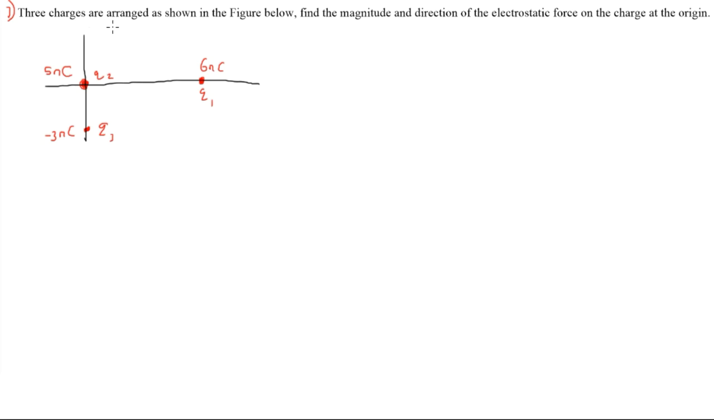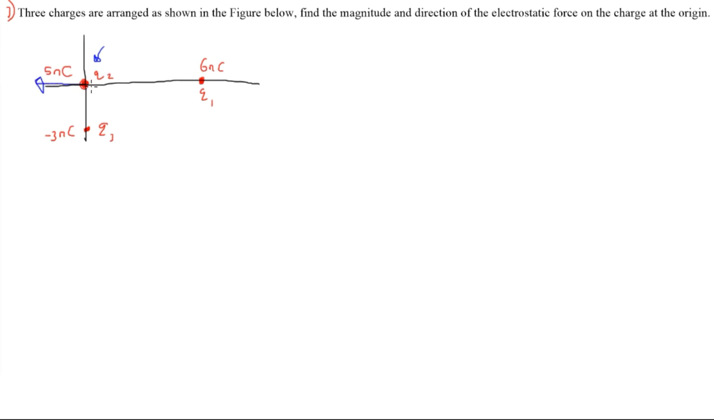Now, three charges are arranged as shown in the figure below. Find the magnitude and direction of the electrostatic force on the charge at the origin. So our test charge, the charge we are considering, is the charge at the origin, which is Q2. Immediately I put Q2 on that axis, it will feel a force due to Q1. Okay, and because Q1 is positively charged and Q2 is also positive, they are like charges, so it must repel. That means it will have to move in this direction.